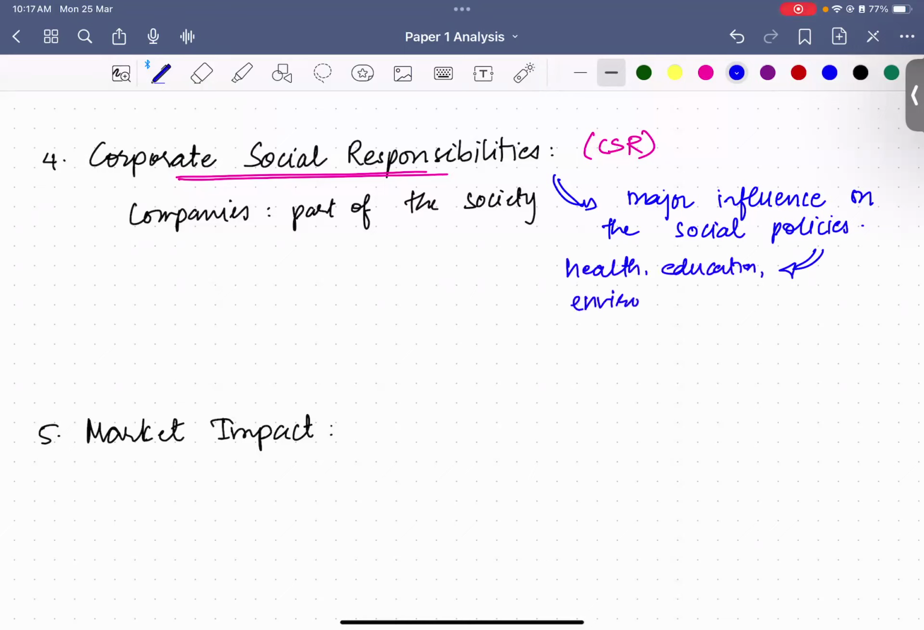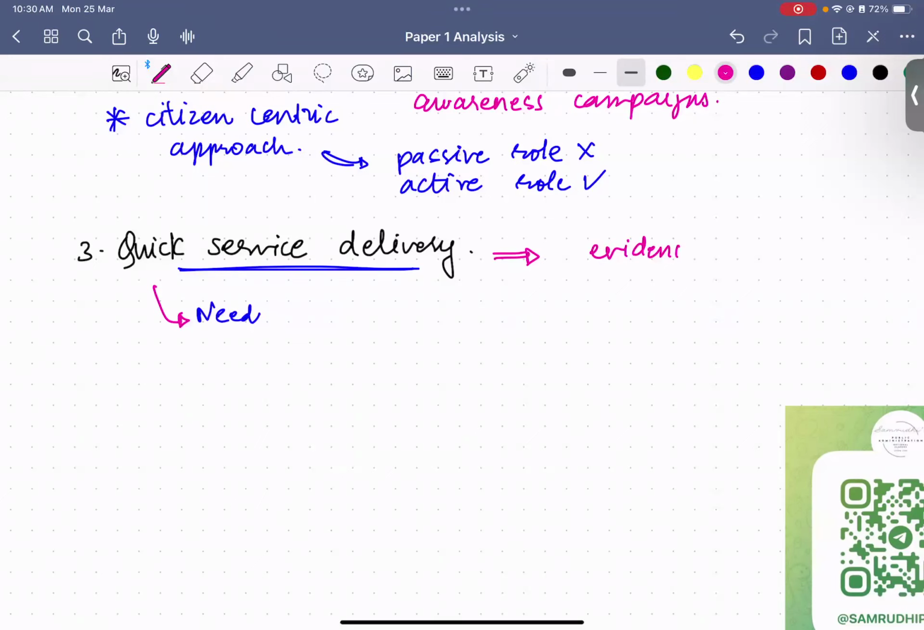What can be done? You can have evidence-based policy making. What do you mean by that? Evidence-based policy making is where you have empirical data with you. Like they say, no talking in the air, we don't want baseless talk. No baseless talk.